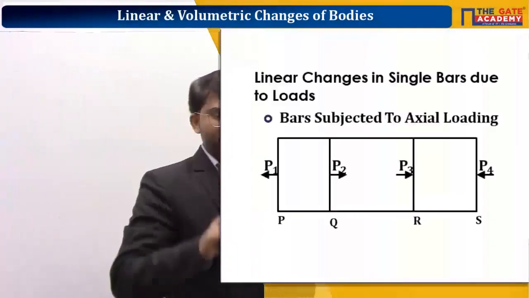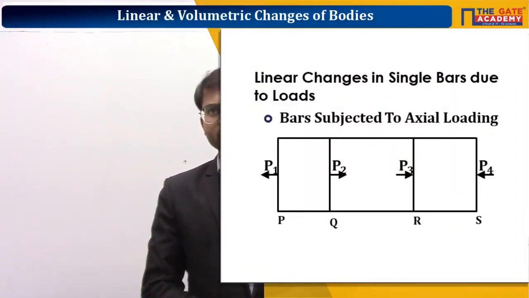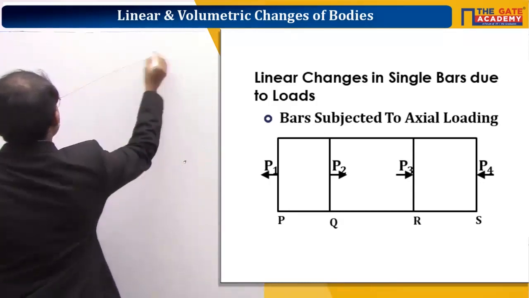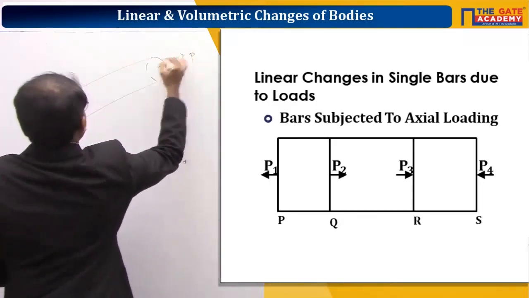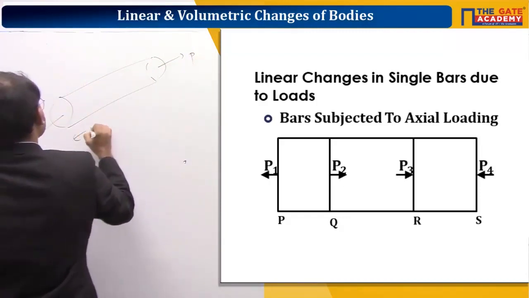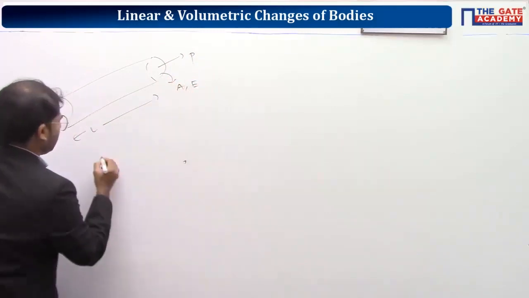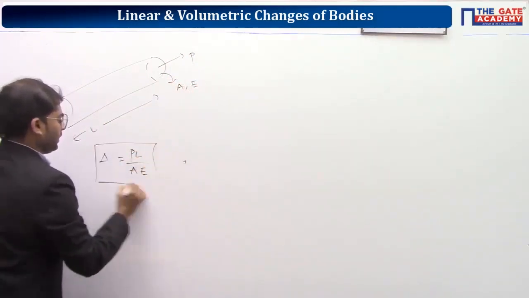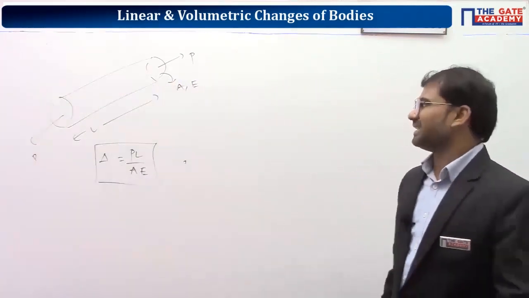So we are going to the first branch of the whole flow chart. Linear changes in the single bars due to loads. So we have a rod like this. Look here. So whole length is equal to L. Area of cross section is A. Young's modulus is E. Elongation is equal to load into length by area into Young's modulus. This is the formula which we generally use.